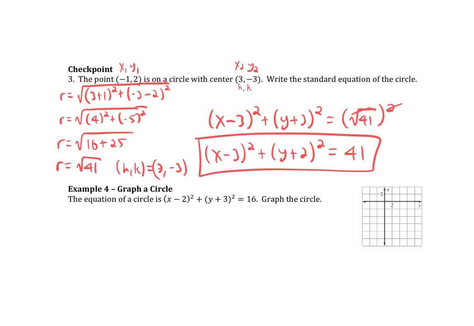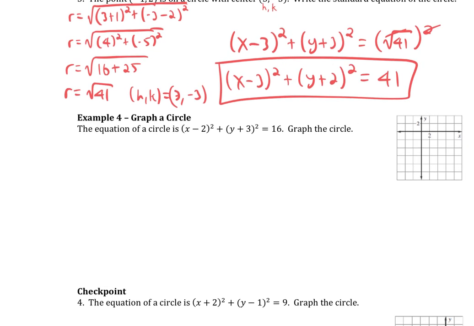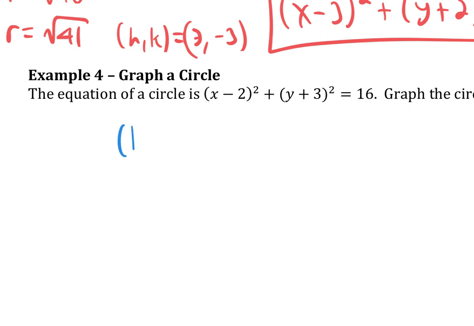All right. Last two examples are going to be, the other challenge problem in the back we're probably not going to do. First one, we're going to graph a circle now, okay? And so we'll try one together, and you guys can try one. So the equation of a circle is x minus 2 squared plus y plus 3 squared equals 16. So we need to figure out what our h and k is. We need our h and k, and we need our r.